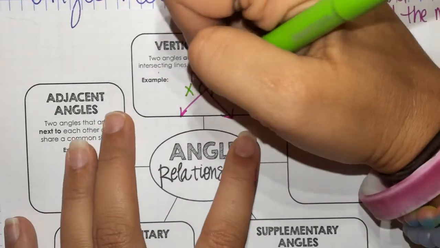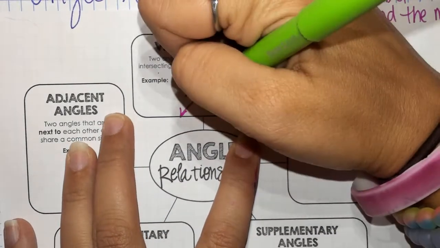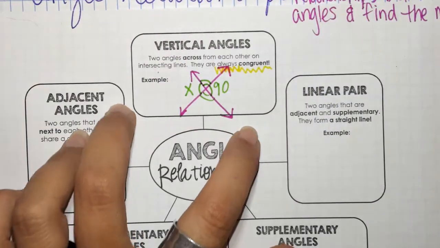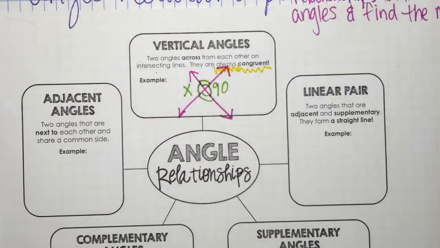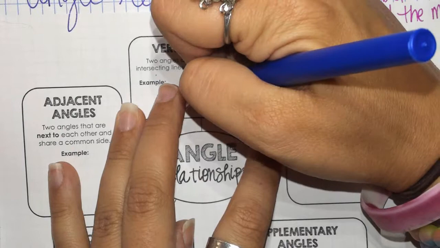So what about these two? This one is congruent to this one. Now, do you notice that I put, I should have done that in a different color. Let me do it in blue.